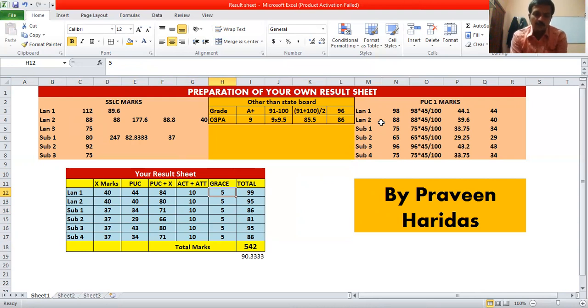So then you need to take the total and then the percentage. So you can see the percentage is 90.33 percent. So like that, you can put your numbers here and you can ascertain the result.